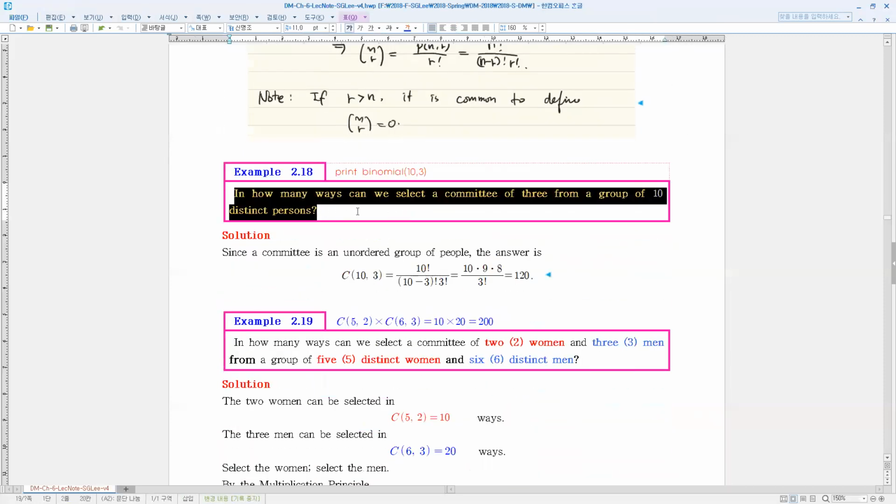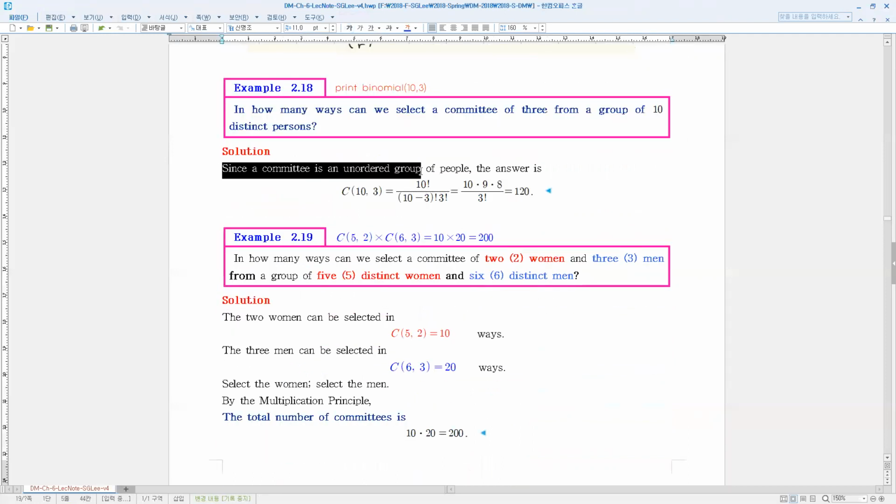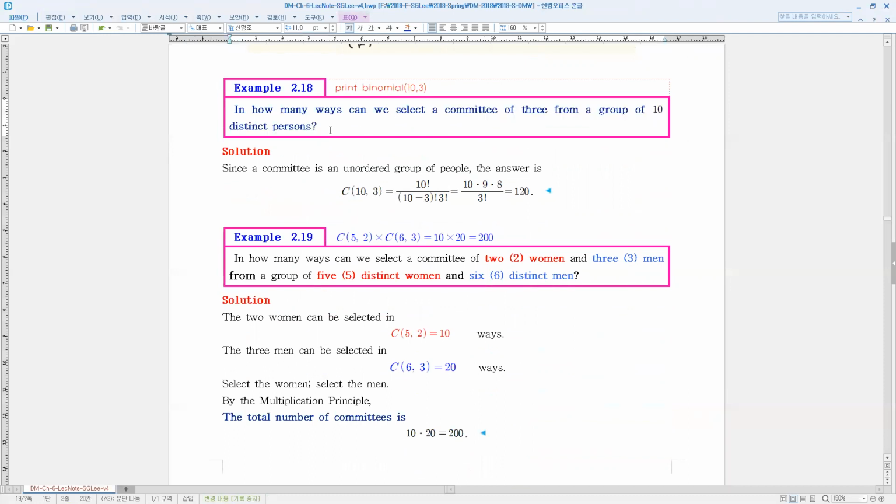Next, in how many ways can we select a committee of 3 from a group of 10 distinct persons? Since a committee is an unordered group of people, the answer is 10 choose 3. So 10 factorial over (10 minus 3) factorial times 3 factorial, which gives us 120.